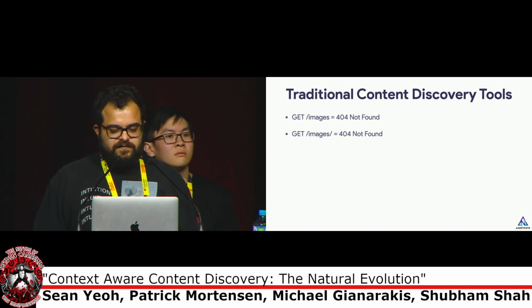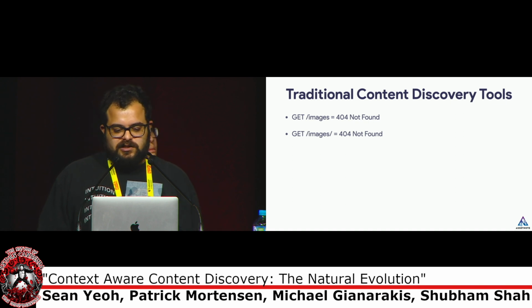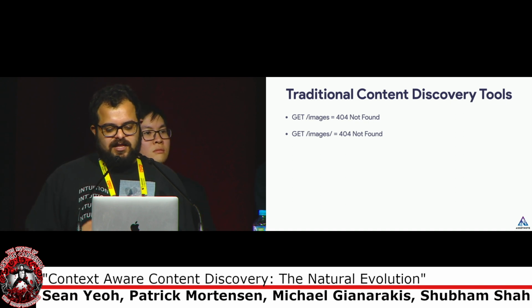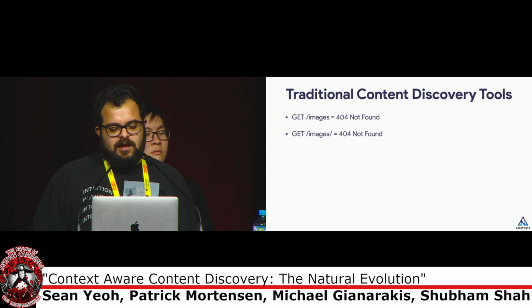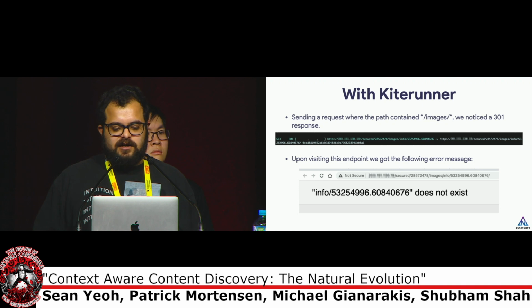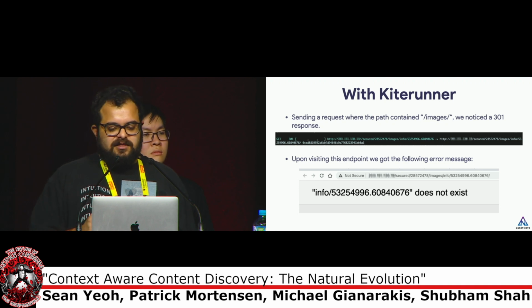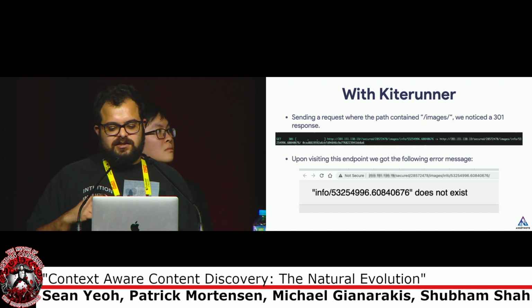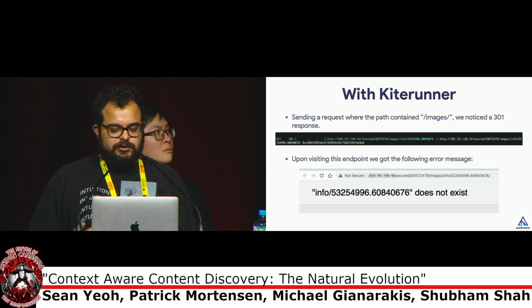/get/images/ is also a 404 not found. So traditional content discovery tools would miss that. You would not see a 200 response for any of these two paths. But with Kiterunner, what we found is anywhere in the path, if we had /images/something after that, so images and a suffix, we found that it led to a 301.